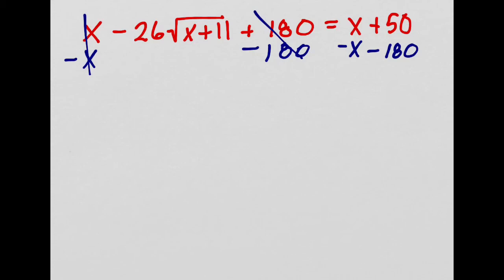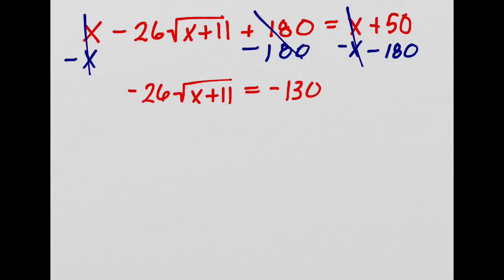So what I'm left with now on this left-hand side is just this radical, which is attached to the negative 26. So I'm just going to drop that down. So it's negative 26 root x plus 11. Now over here, these x's, as we already saw, canceled out. And now I have a positive 50 and a negative 180. Well, 50 and negative 180 make negative 130. So this is what I've got.